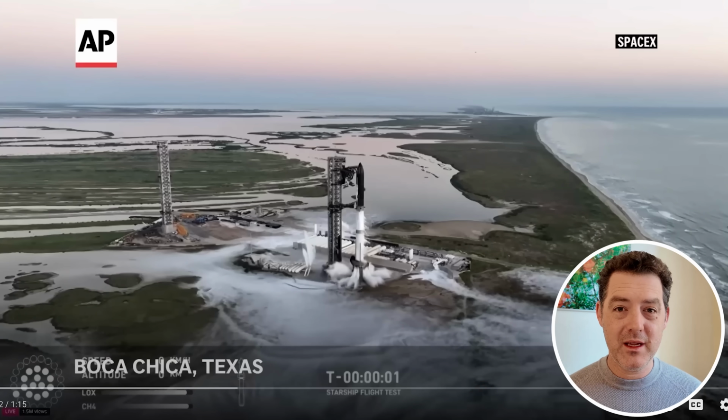So the reusability and the speed at which we're getting these rockets back into orbit is going to accelerate greatly, and that just means that we are that much closer to becoming a multiplanetary species.